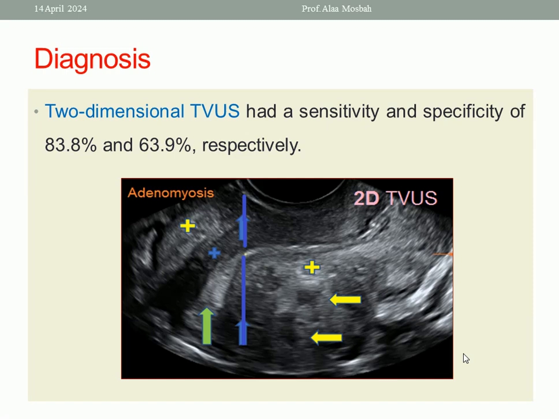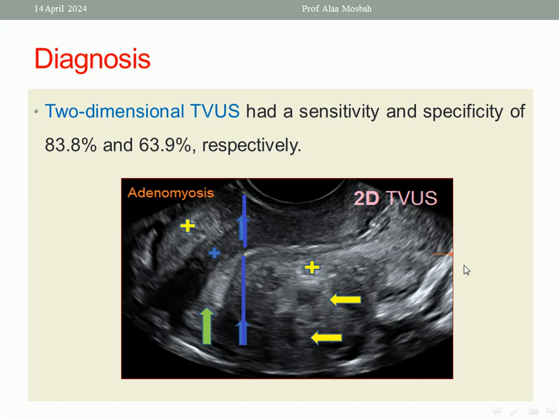What about imaging? Let us start with the two-dimensional transvaginal ultrasound, which had a sensitivity and specificity of 83.8 and 63.9% respectively. So as you see, transvaginal ultrasound, the two-dimensional one, has high sensitivity and moderate specificity. Okay?